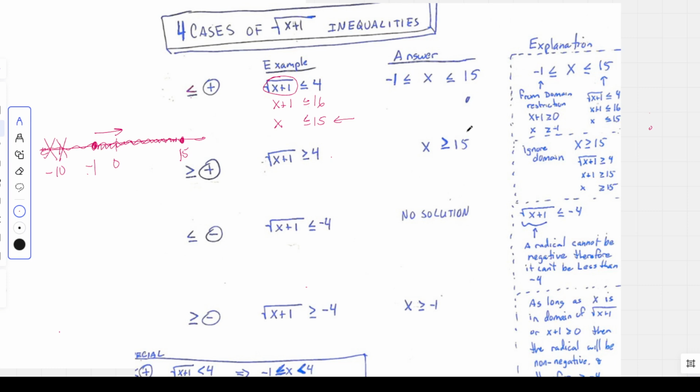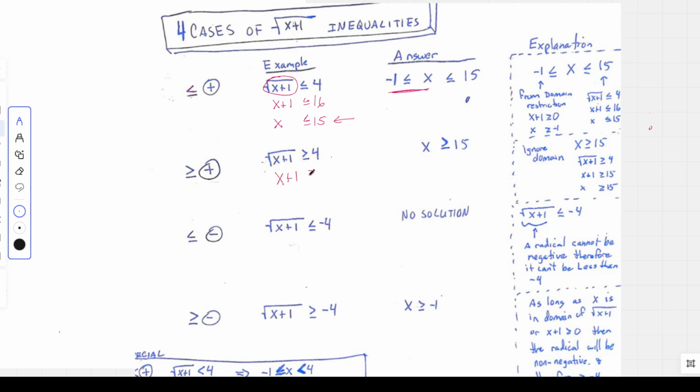All right. But our main point is to solve this thing and then exclude the values in the solution set that are part of the domain restriction. So that's the special consideration we need to make. All right, let's go on to the next one.